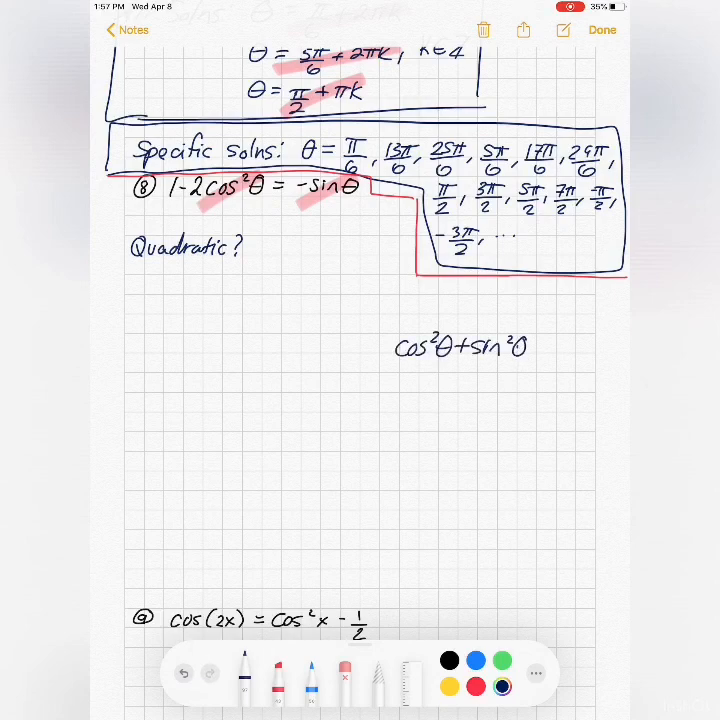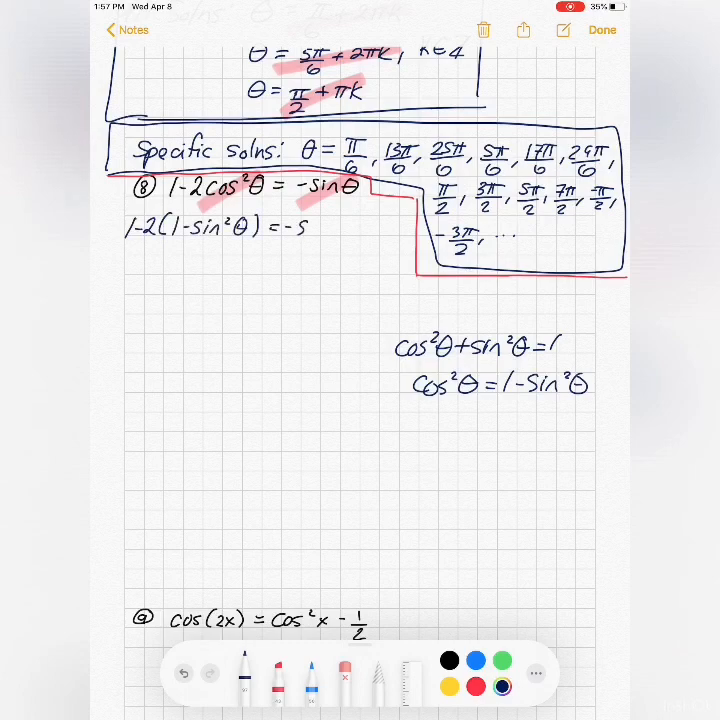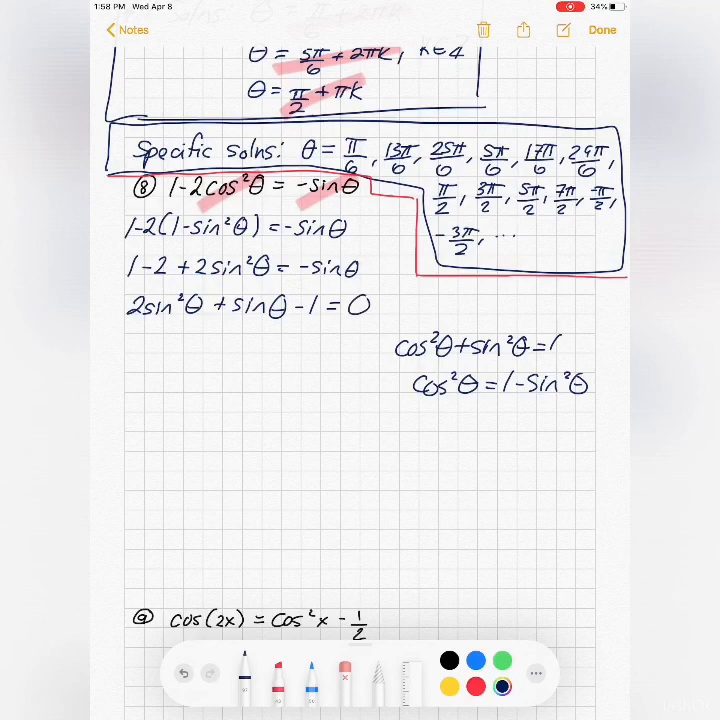So couldn't I replace cosine squared? 1 minus sine squared. That way I have the same trig function on both sides. Then let's see if we can make this look like a quadratic in sine. Factor.